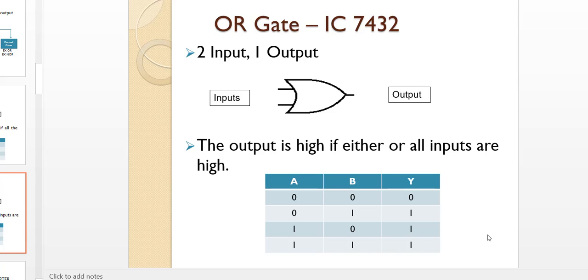Let's take the example for 3 input. If we take the 3 inputs, then how will my output be? Let's say my 3 inputs are A, B and C. If all the 3 inputs are 0, 0, 0, then output is 0. Second combination, if my input is 0, 1, 0, if any of the inputs is 1, then output is 1. Correct? For OR gate. Please understand. Yes, very simple.